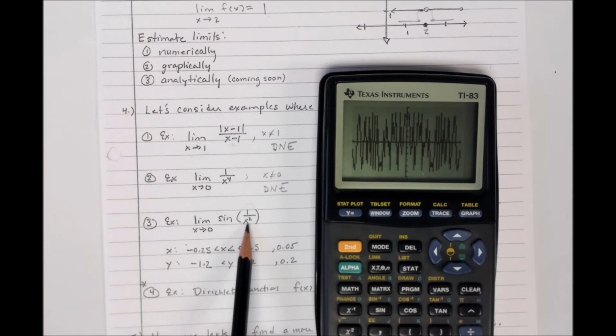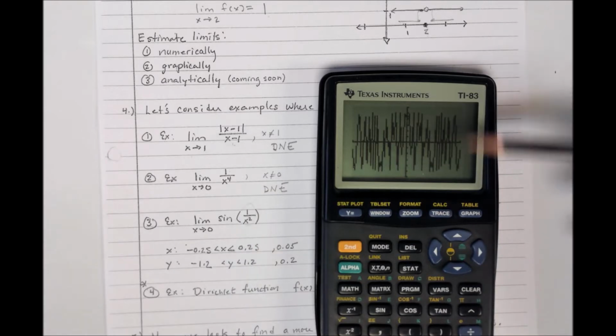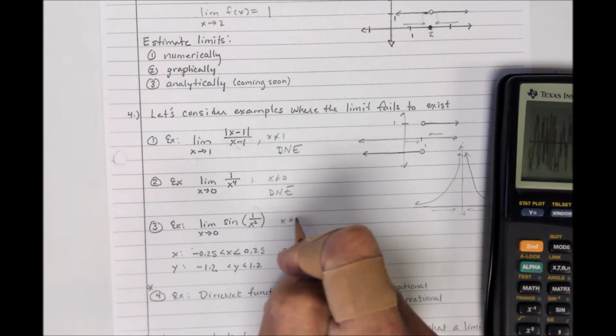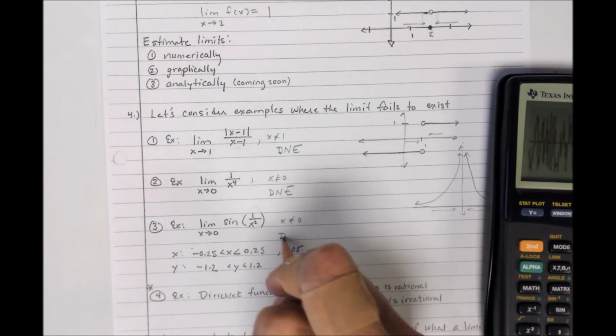The sine, remember, oscillates back and forth between 1 and negative 1, and that's what this is trying to show you here. So again, it never approaches a single value. It's bouncing back and forth between 1 and negative 1. So even though x cannot equal 0, we would say that the limit does not exist.